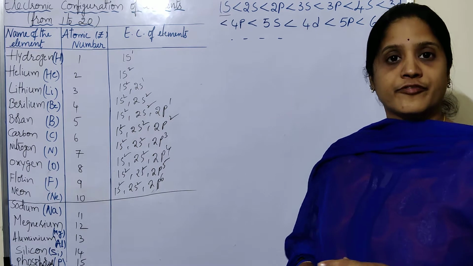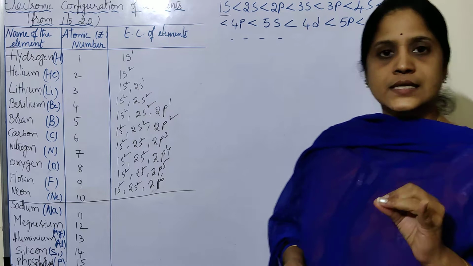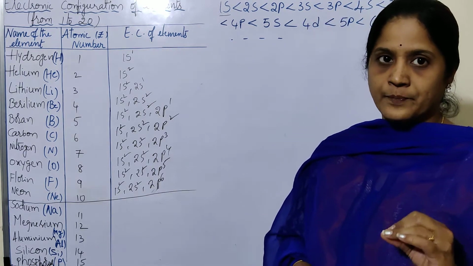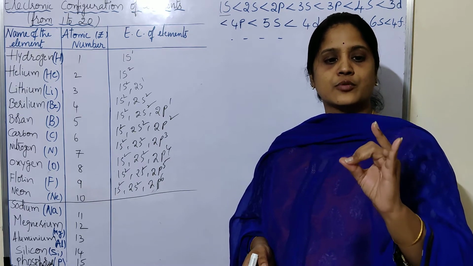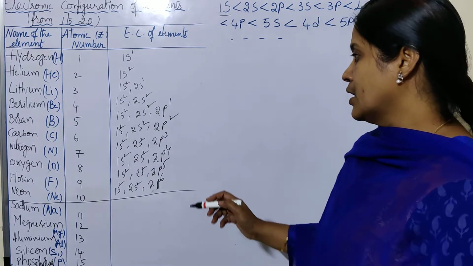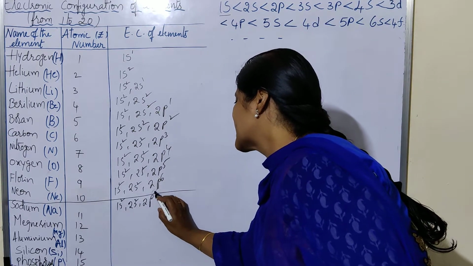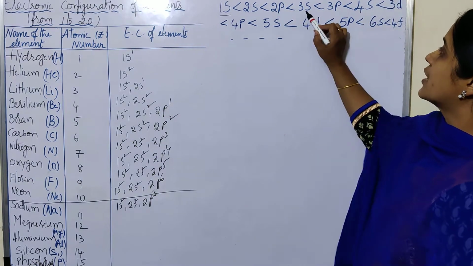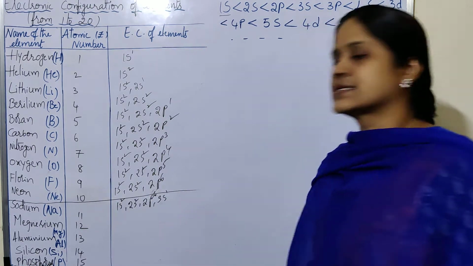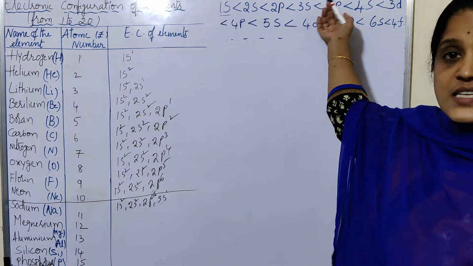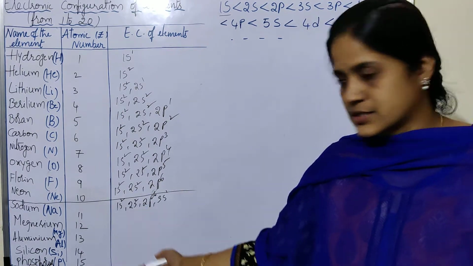Next, elements 11 to 15: sodium, magnesium, aluminum, silicon and phosphorus. Once again, after the 10th, the remaining 5 elements are sodium, magnesium, aluminum, silicon and phosphorus. So 11 means 1s2, 2s2, 2p6, 10 over. After 2p, which orbital do we have to fill? 3s. So 3s1. Like that, by seeing this Moeller chart, you can easily write the electronic configuration of elements.